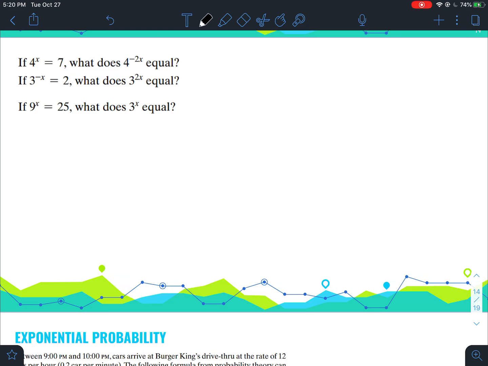All right, well, what if we have something like this? If we know that 4 to the x is equal to 7, then what would 4 to the negative 2x equal? We know 4 to the x is equal to 7. We want to know what 4 to the negative 2x would equal. Well, how am I changing this expression? I am literally raising it to the negative 2 power, right? So I could rewrite this as 4 to the x raised to the negative 2 power, because remember you can multiply the exponents.